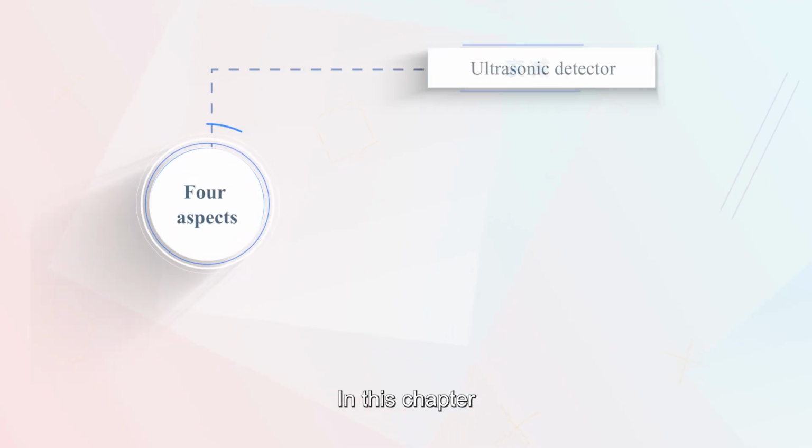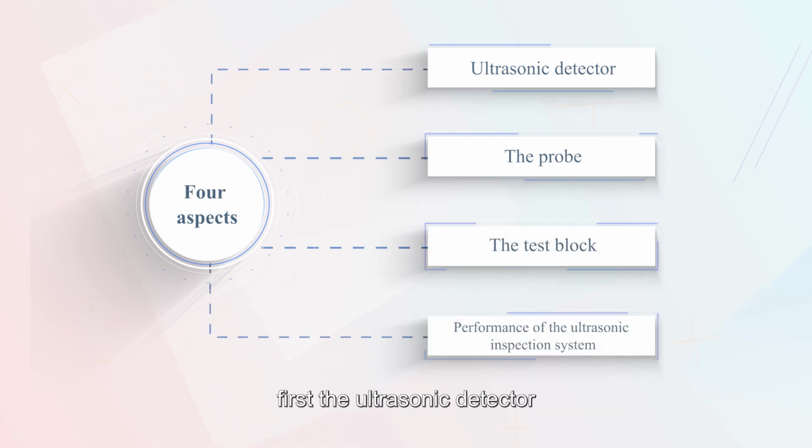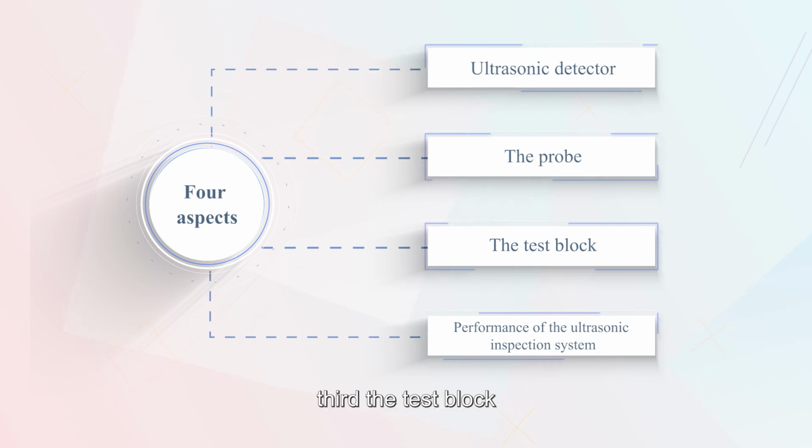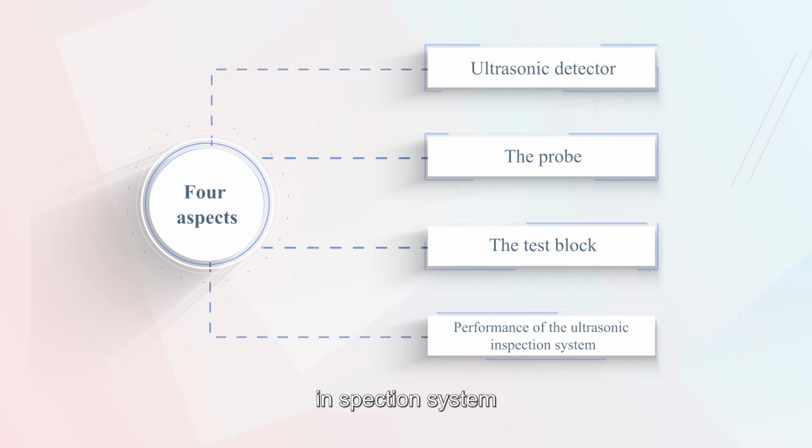In this chapter, we will study from the following 4 aspects. First, the ultrasonic detector. Second, the probe. Third, the test block. Fourth, the performance of the ultrasonic inspection system.